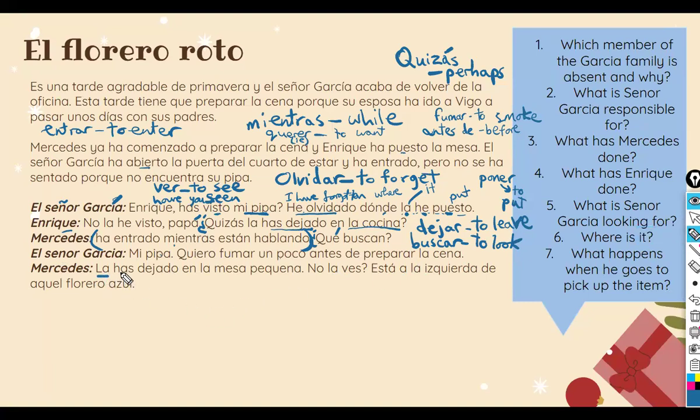La, so object pronoun, has dejado. So you have left. We said dejar was to leave. You have left it en la mesa pequeña. So la mesa is the table and the small table, on the small table. No la ves, you don't see it. So there's a la again, the object pronoun.